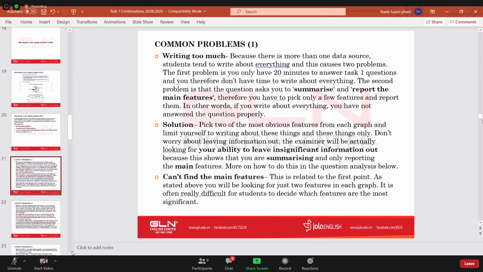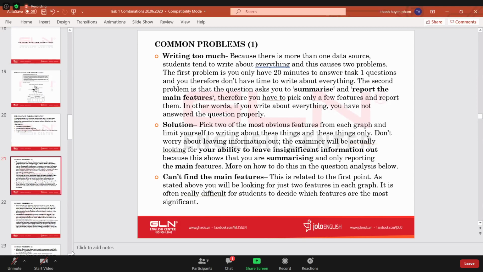Well, firstly, writing too much. Because there is more than one data source, students tend to write about everything, and this causes 2 problems. So the first problem is you only have about 20 minutes to answer task 1 questions, and you therefore don't have time to write about everything. The second problem is that the question asks you to summarize and report the main features. Therefore, you have to pick only a few features and report them. In other words, if you write about everything, you have not answered the question properly.